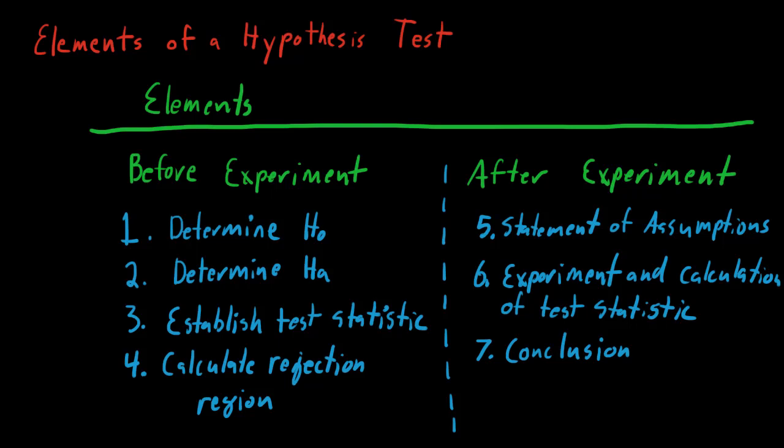Then after the experiment, we're going to state our assumptions, what we assume about our data in our experiment. We're then going to calculate the values for our experiment and the values for our test statistic to determine which conclusion we're going to accept. And then finally, we're going to state that conclusion and say we either accept HA or fail to reject H naught.